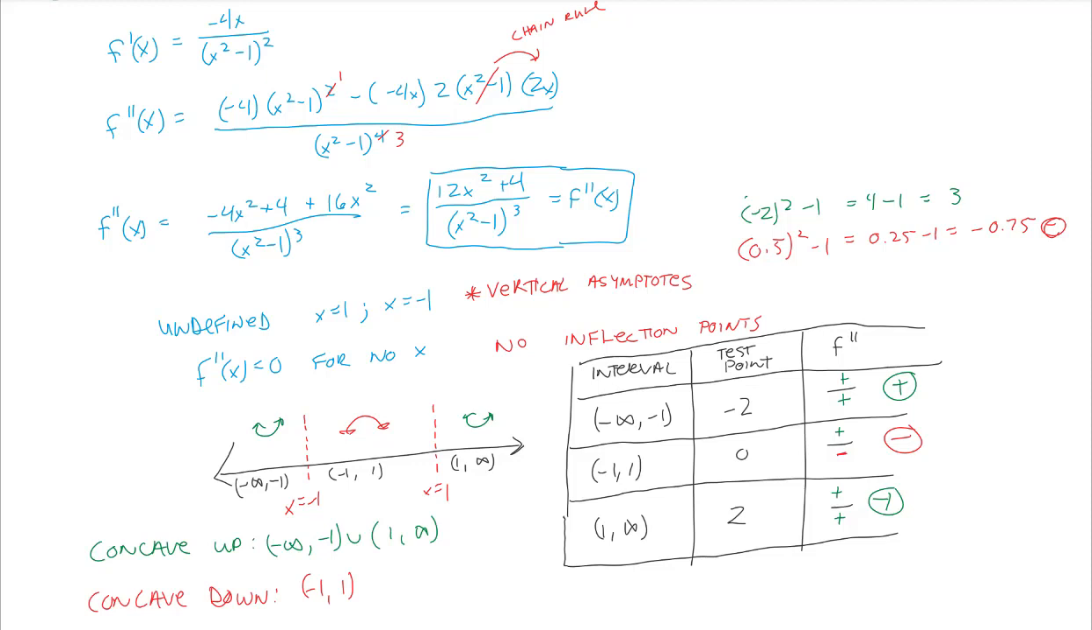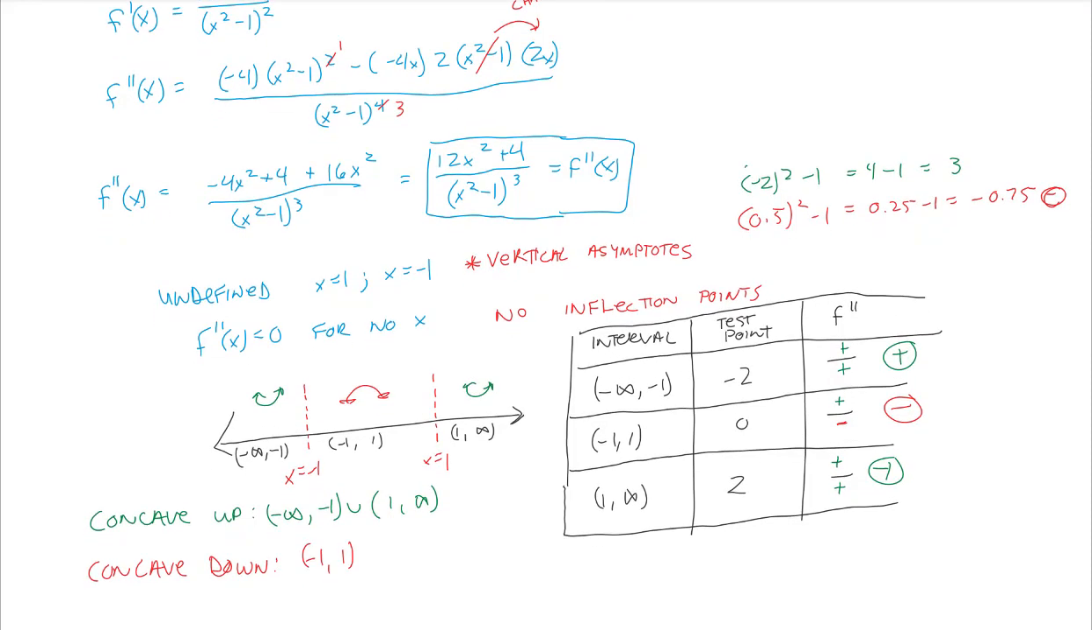And remember that we have no inflection points. Usually our inflection points would occur where we have the concavity change from concave up to concave down or concave down to concave up, but these are vertical asymptotes, so they cannot be inflection points because they're not part of the domain. So I'll give you a second to jot some of that down if you're still taking notes. Go ahead and pause.